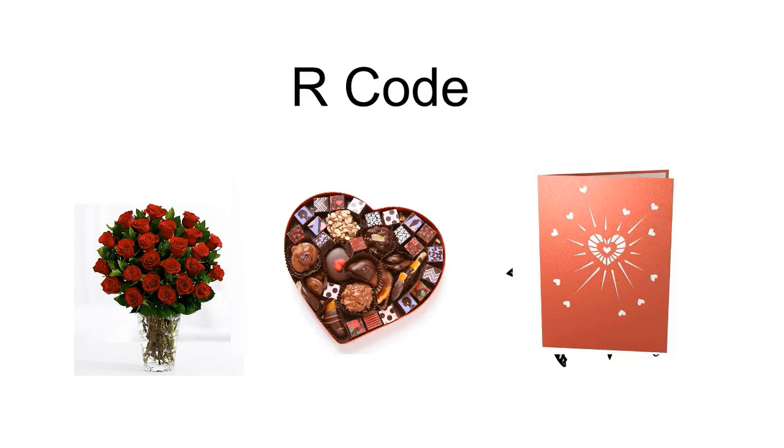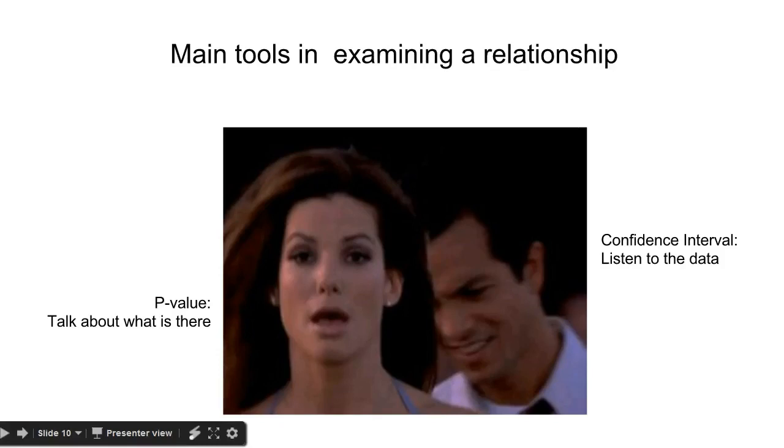And so R code is like those little things we do in a relationship to try to take it to the next level. And the main tools in examining statistical relationships are the p-value, where we talk about what's there, and those confidence intervals where we listen to what the data says, because the talking part is really the most important part of a relationship.